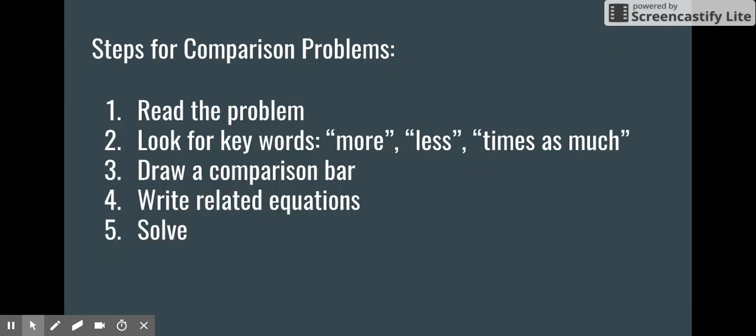So now that we've identified that problems you create using a graph are comparison problems, let's talk about the steps to solve them. First, read the problem. Second, look for those keywords. Third, draw a comparison bar. Fourth, write related equations. Fifth, determine which equation is going to be best for you to solve to find the answer.